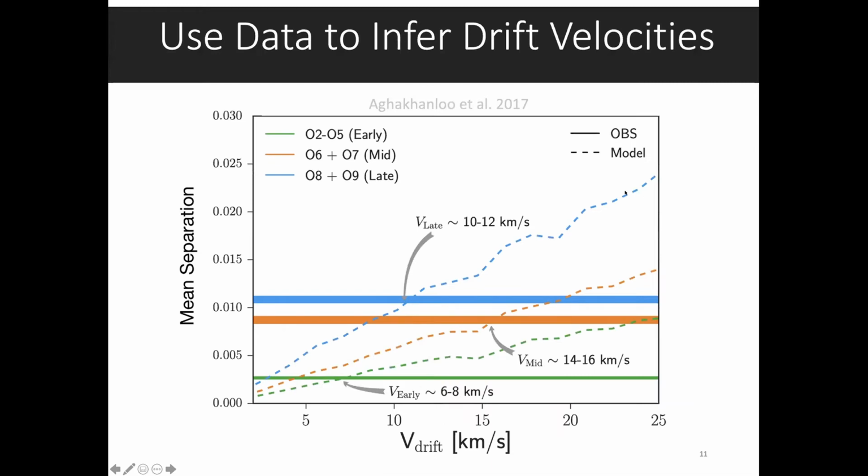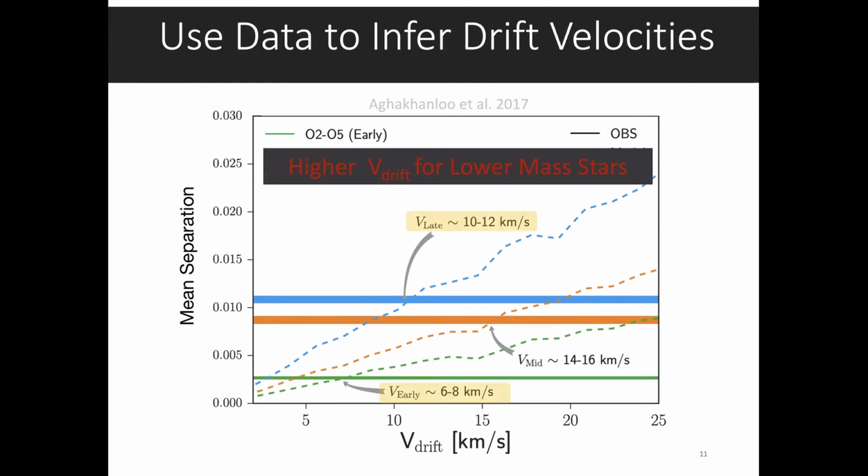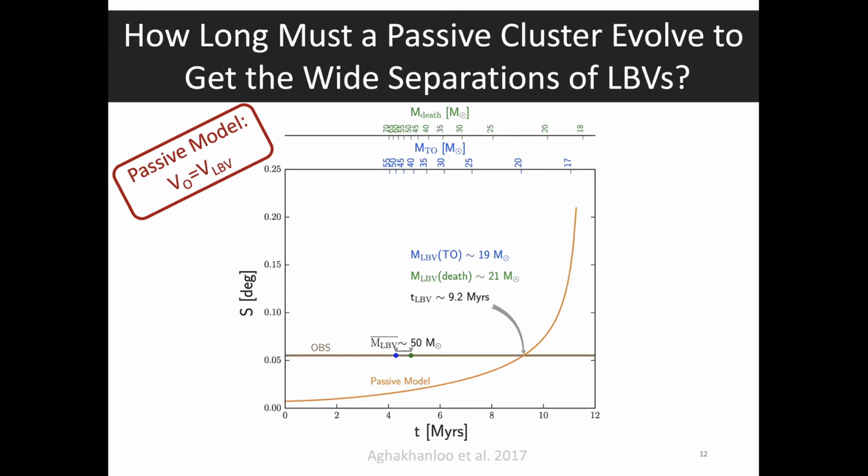So now we can compare the passive dissolution model with the data to infer the drift velocity of O stars and then expand it to LBVs. Here we have the mean separation to the nearest O star as a function of drift velocity. The dashed lines represent our passive dissolution model for different types of O stars, and the solid lines are the observed average separation of O stars from the nearest O star. By comparing the data with the model, we found that lower mass stars have higher drift velocities. And then we expand this model to model the isolation of LBVs.